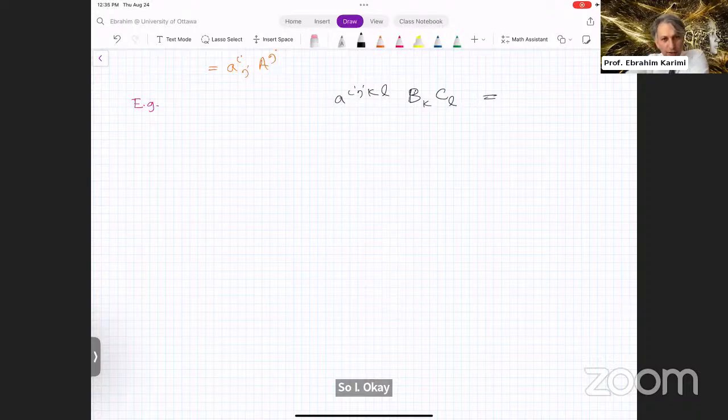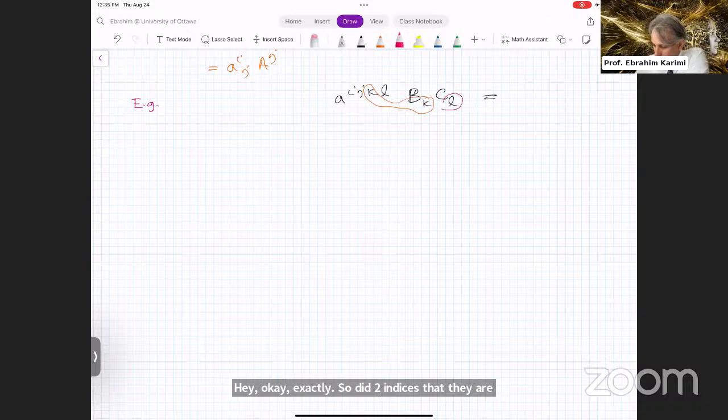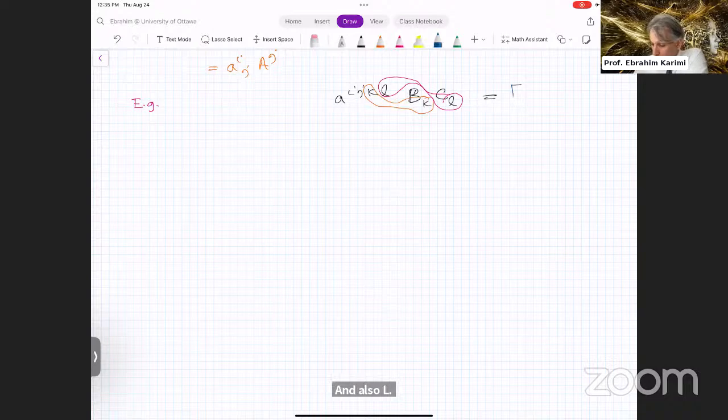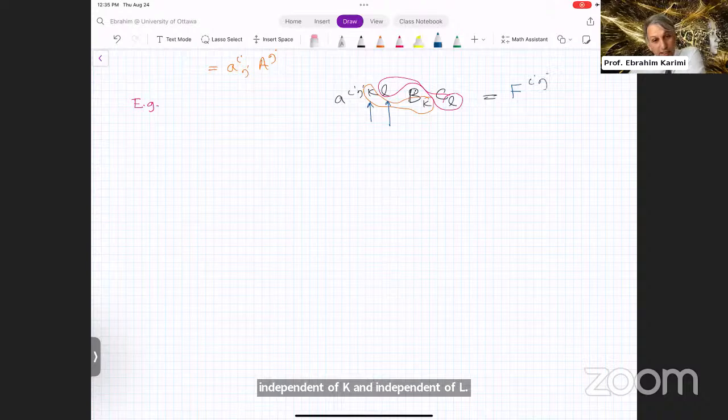So Shaho says that is A_ij on K, L. Okay, exactly. The two indices that are repeated are K and also L. So whatever the result is, I will call it F, now independent of K and independent of L. So I will call it IJ. Do you agree? Exactly, or A_ij is up to you. Yes. Or any IJ. Good?